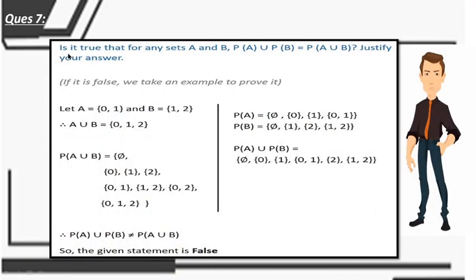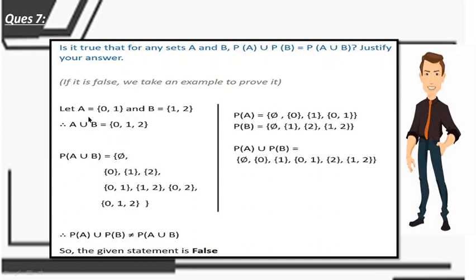Now let's take question number 7. Is it true for any sets A and B that the power set of A union the power set of B is equal to the power set of A union B? Justify your answer. So that's what I was saying. If it is false, we take any one single example to prove it. But if it is true, then it's always better to prove generally.